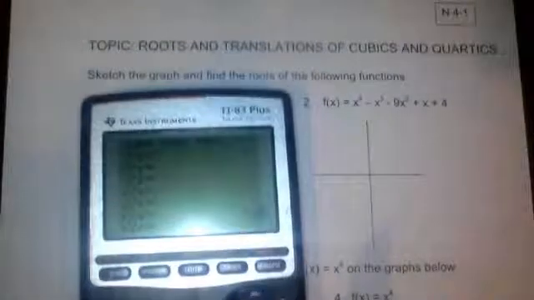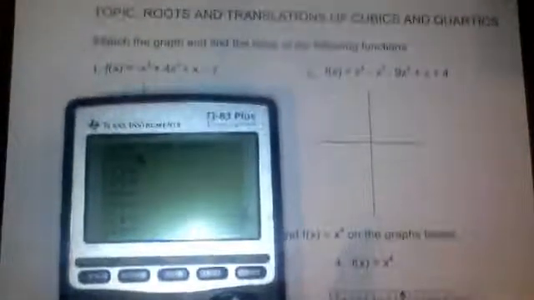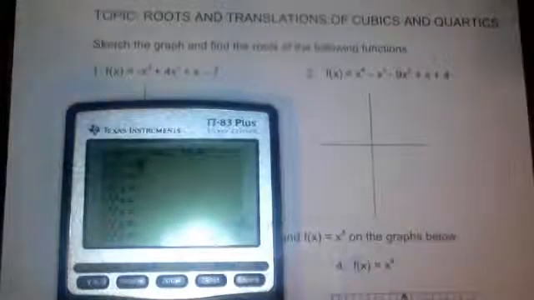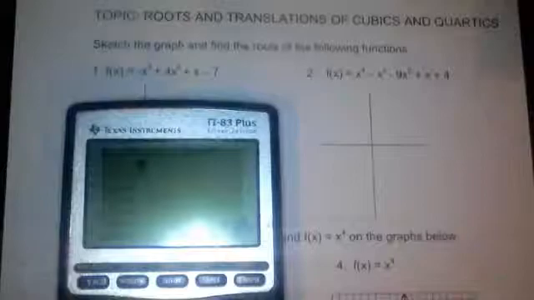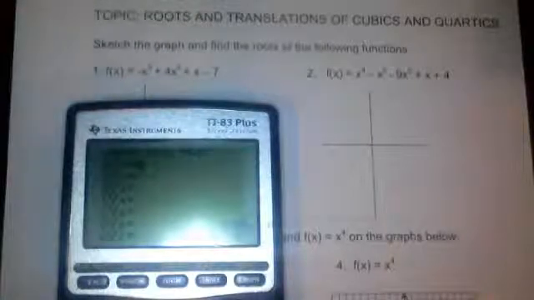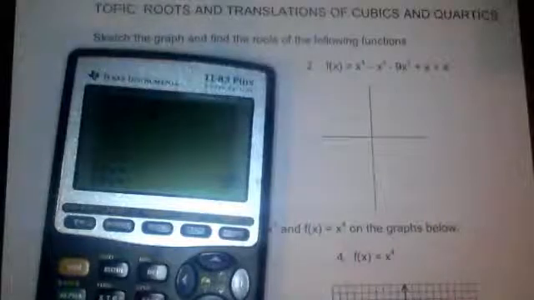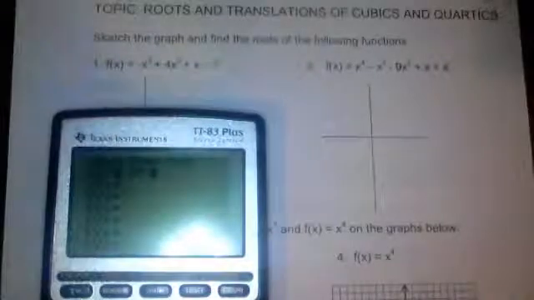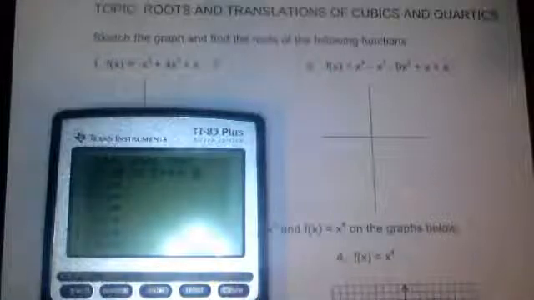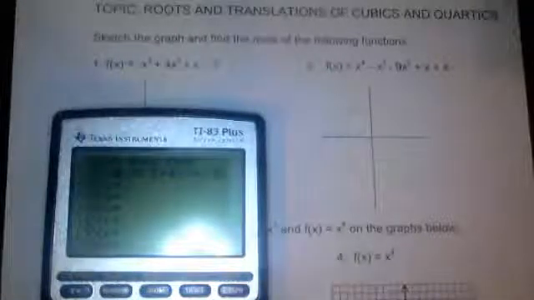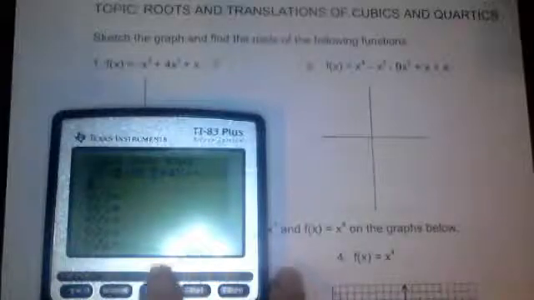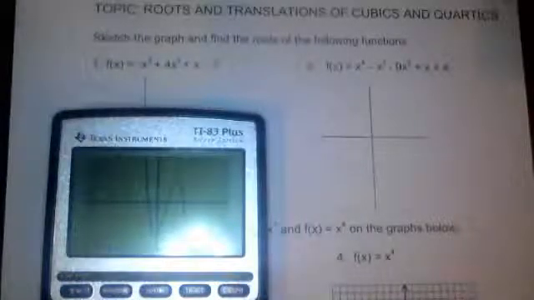So let's see if I can get a good view of this. There we go. All right, so when we're typing this into y equals, and remember, when you go to y equals, a negative sign on this calculator is actually a separate button. So negative x raised to, which is going to be this key right here, the third, plus 4x squared plus x minus 7. Alright, I'm going to Zoom 6 the graph so that it's a standard window.